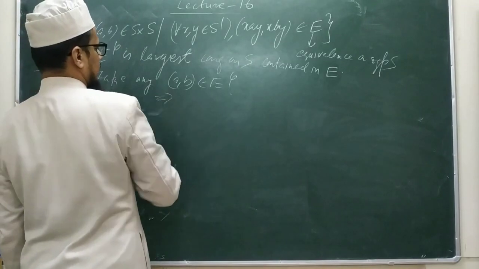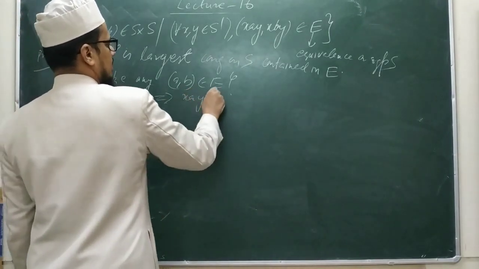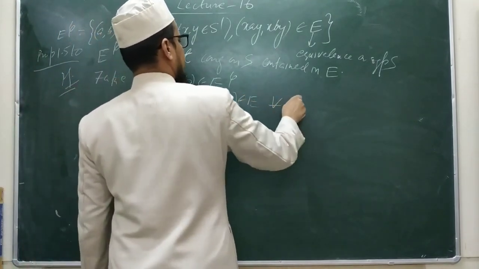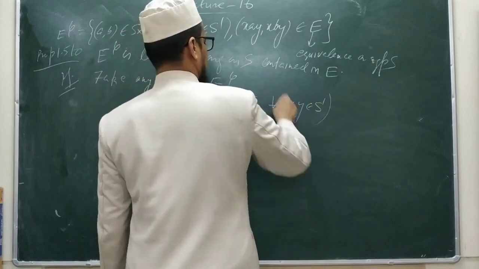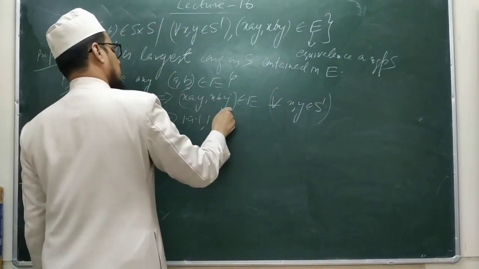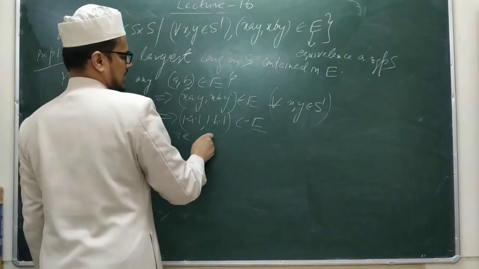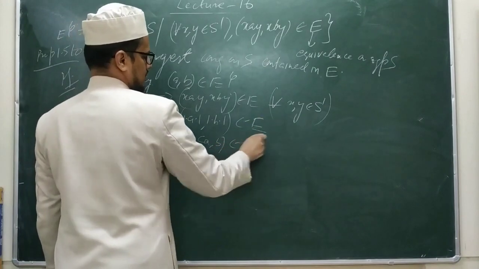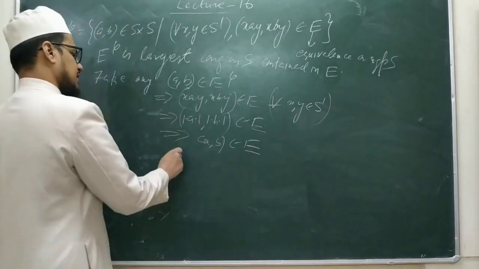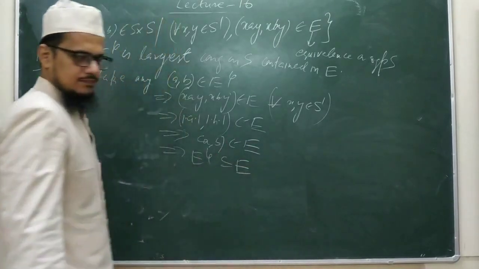It implies that. What does it imply? It implies that XAY comma XBY belongs to E for every X, Y belonging to S1, correct? So it implies that 1 into A into 1, 1 into B into 1 again goes in E. That is A comma B. It implies A comma B belongs to E. So it implies that E natural is contained in E, correct?